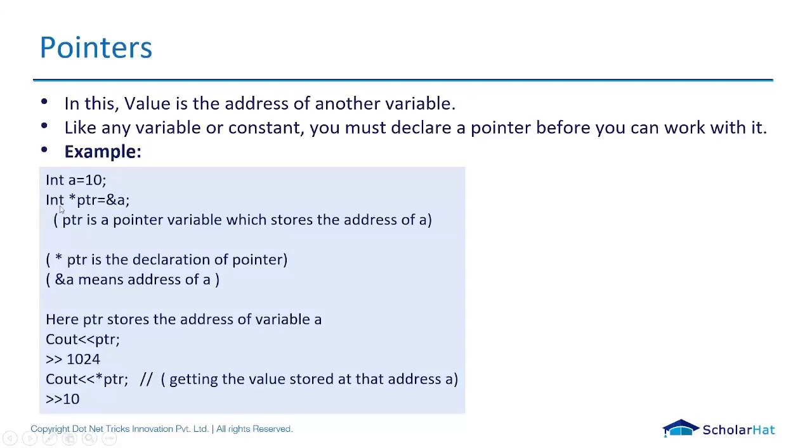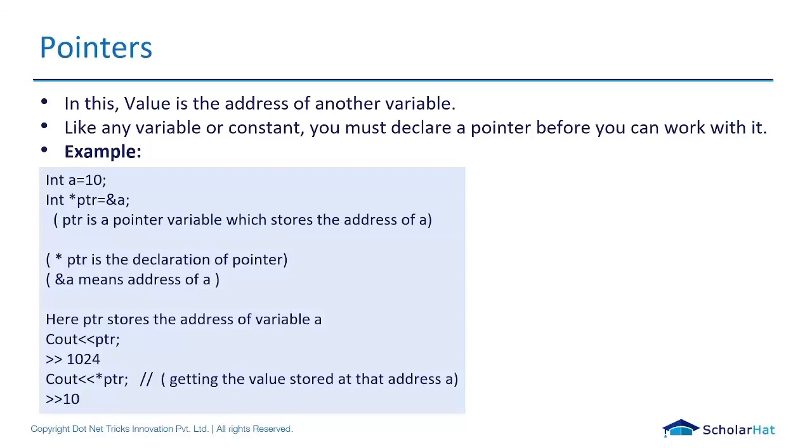Here, integer does not define the data type of the pointer; integer defines the data type of a. So ptr is always going to be integer only because it is an address, and whatever address we write in memory is stored as an integer value only. So star ptr is the declaration of the pointer and ampersand a means address of a, as I already told.